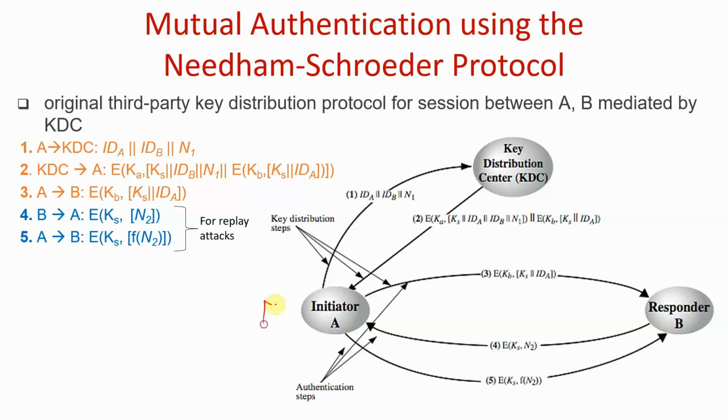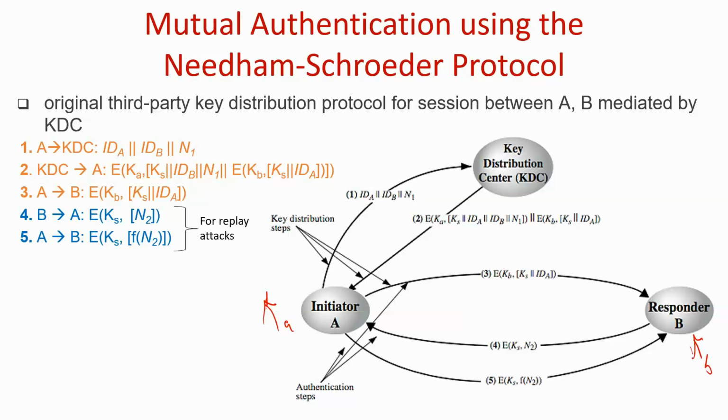So A will have KA, which is a symmetric key exchanged beforehand between the initiator, A, and the KDC, and B will have KB, which is a symmetric key between B and the KDC. KA is known only to the key distribution center and A. KB is known only to the key distribution center and B. This happens before anything starts, and how these symmetric keys are exchanged is not part of the Needham-Schroeder protocol. It is assumed that they are exchanged in a secure way, and the keys are secure. No one knows them except the entities that are involved.